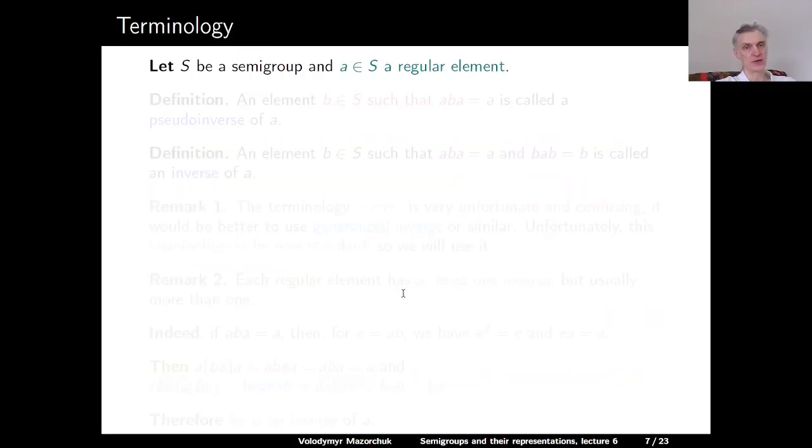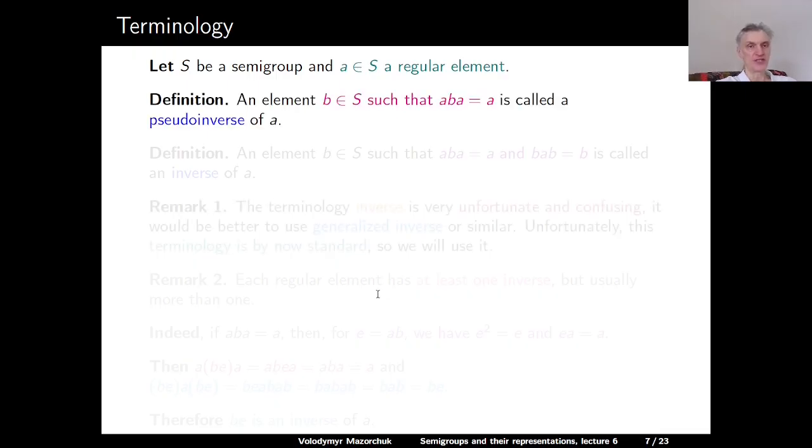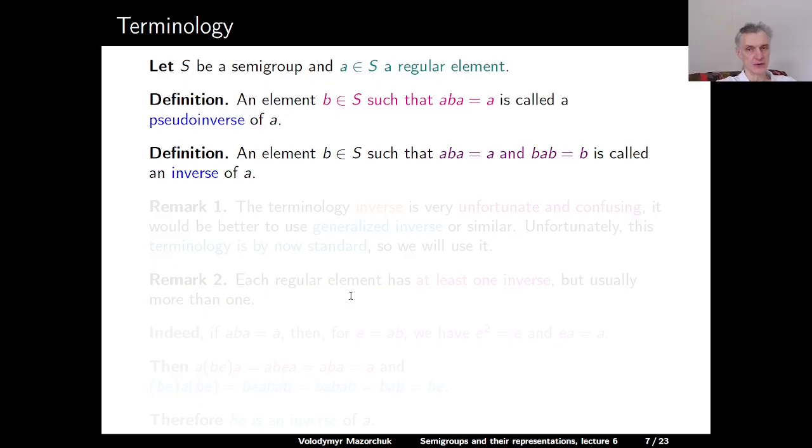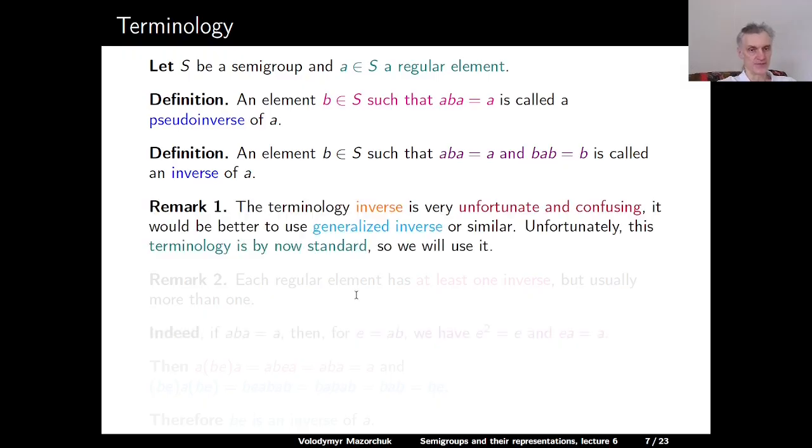A little bit about terminology. Let S be a semigroup and A a regular element in S. Definition: an element B in S such that ABA is equal to A is called the pseudo-inverse of A. Another definition: an element B in S such that ABA is equal to A and at the same time BAB is equal to B is called an inverse of A.